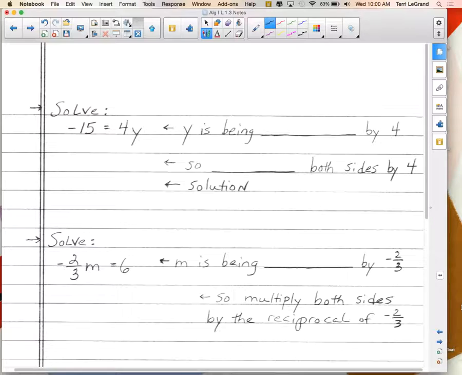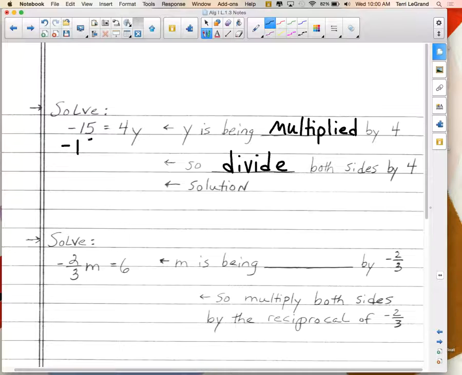Well, y is being what? What's going on? Multiplied by 4, yeah. y is being multiplied by 4. So in other words, this is the thought process we will have when we look at the equation. So we write the equation down and we say, what's going on? I need that y alone. Well, it's being multiplied by 4. So what am I going to do? Divide both sides by 4. Okay?